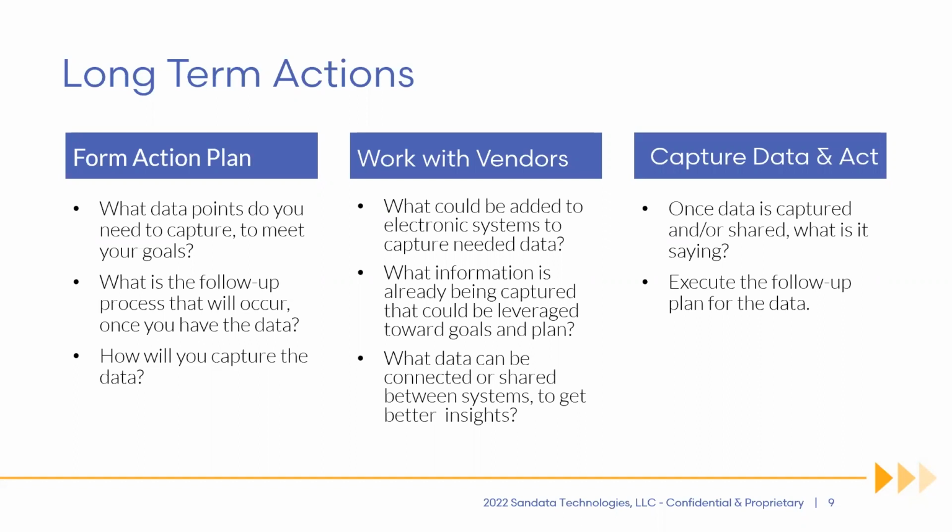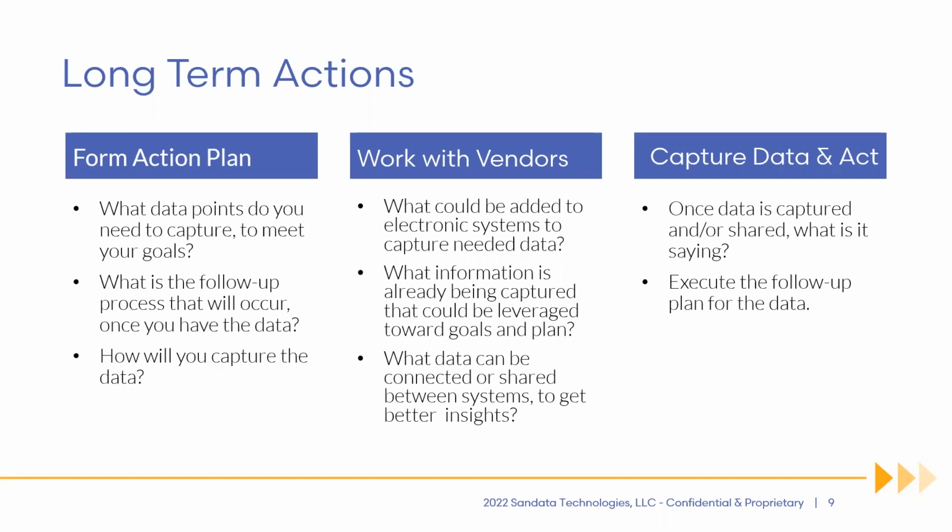The second long-term action to take is work with your vendors. So what could be added to electronic systems to capture needed data? And this isn't a long-term action bucket because it may not be a quick process. There might be some lengthy discussions within that electronic system, which could have different pieces and parts and who uses it, of discussing where it would go, how it would function, how it would be achieved.